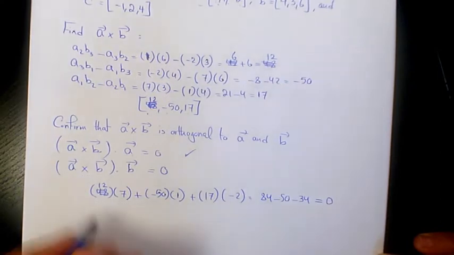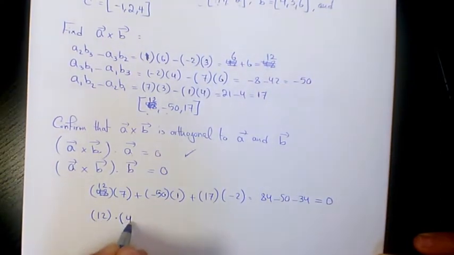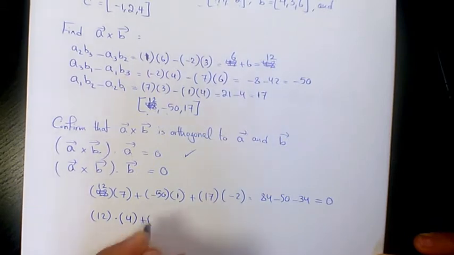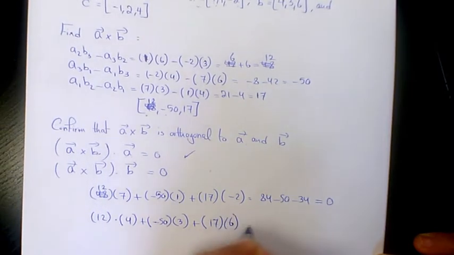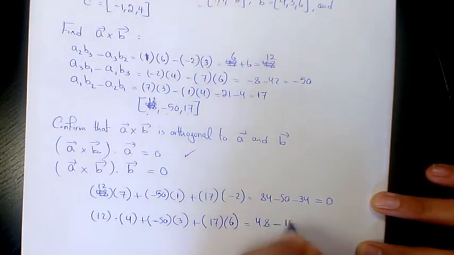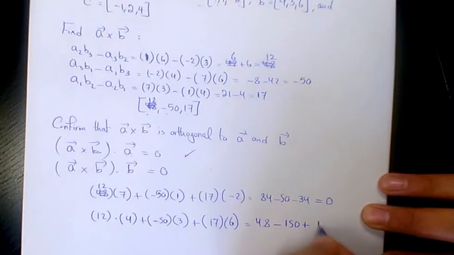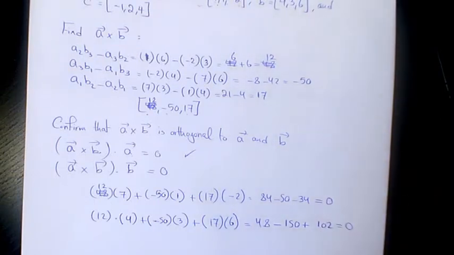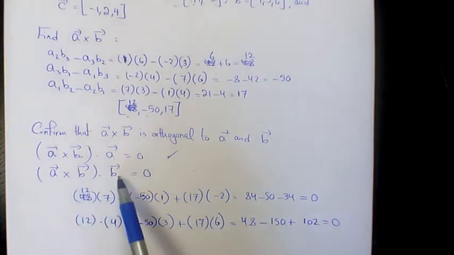Let's check the second one. It's going to be 12 times b1, which is 4, plus negative 50 times 3, plus 17 times 6. So we have 48 minus 150 plus 17 times 6, which is 102. That's going to be also 0. So you can say the cross product of a and b is orthogonal to b as well.